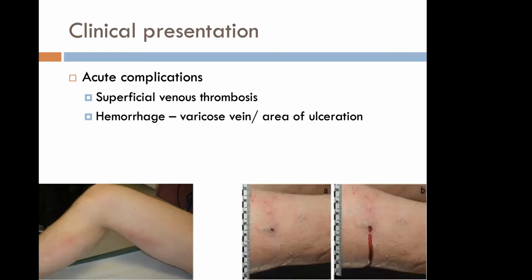Now, some patients may present with bleeding varicose veins. Fortunately, these are usually not life-threatening, and simple compression should suffice. But once they start bleeding, that's an indication that something more aggressive needs to be done, not compression alone. And I'll explain this a little later on.